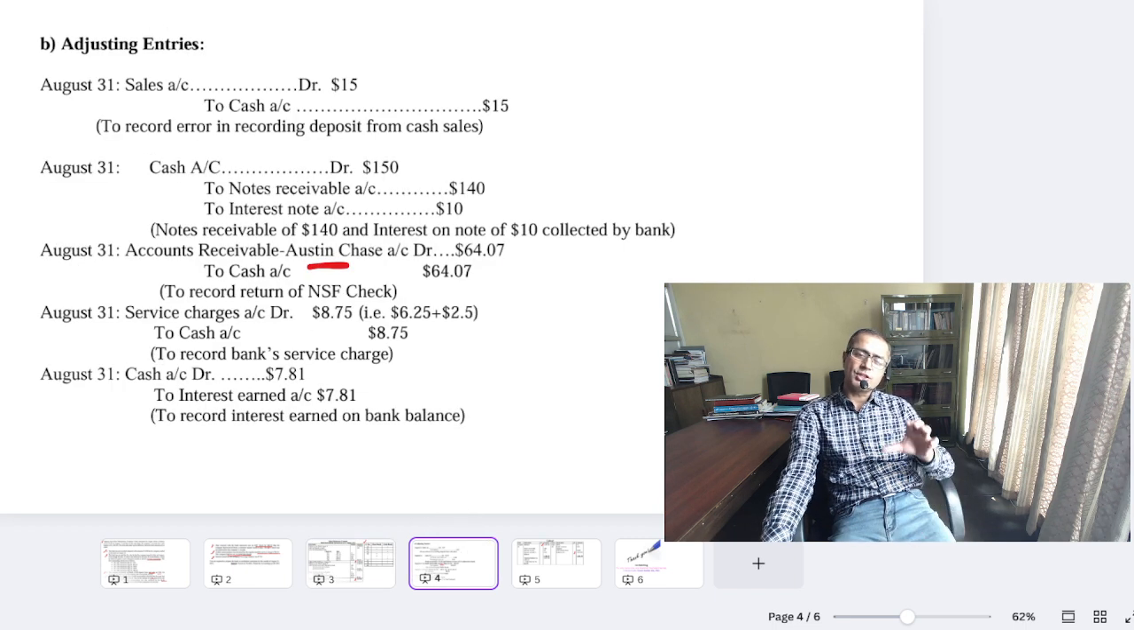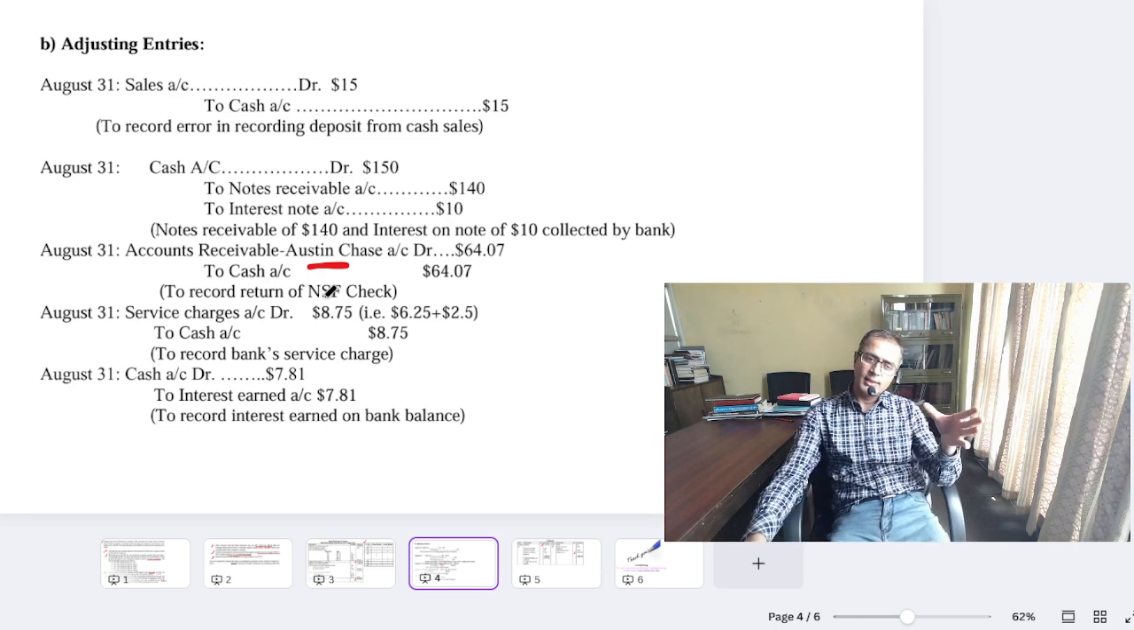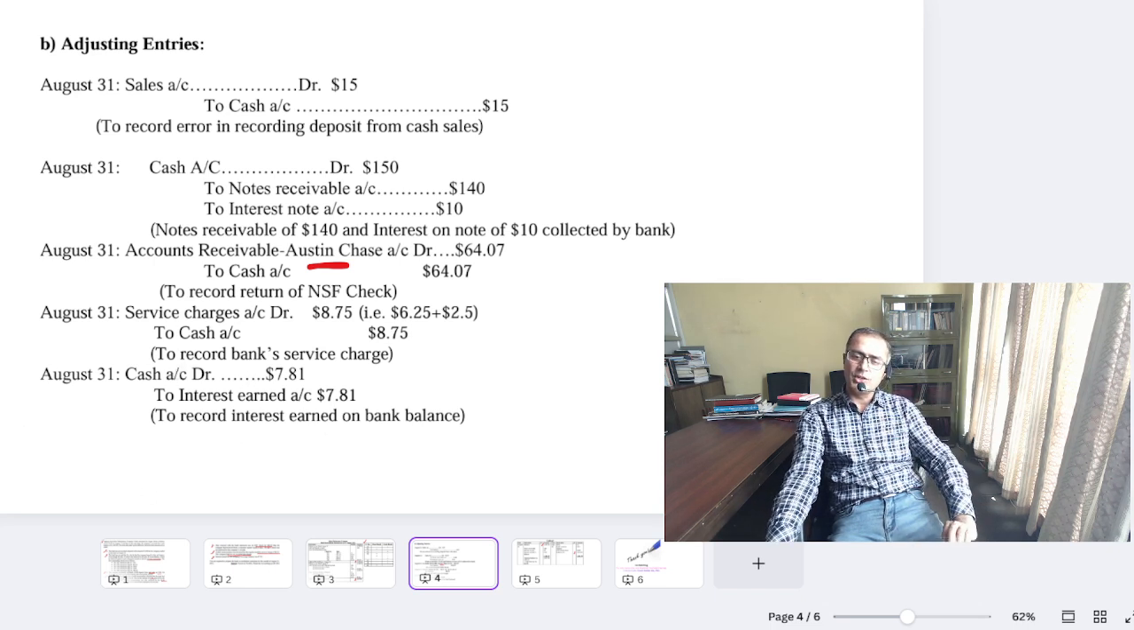Now what about the adjusting entries? Adjusting entries, that is simply, you can say, sales to cash, for the errors in recording deposit from cash sales. Then the next one is for receivable with the interest, this is the journal entry for you. Next is your NSF check, since you have not received it, you can say account receivable to cash, that is the amount to be received from the customer, right? Then service charges, all the service charges will be debited to cash, and cash to interest earned, friends. Basically it will be guided by the double entry system.